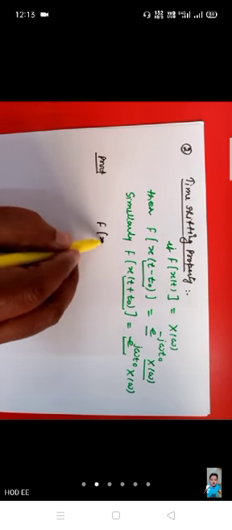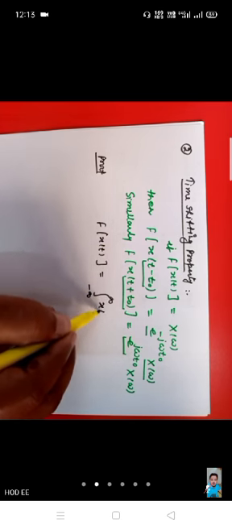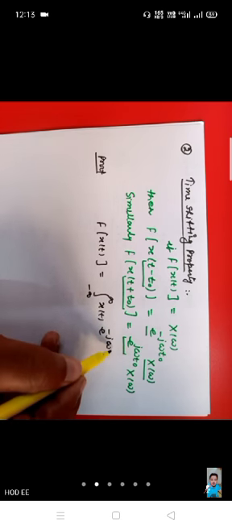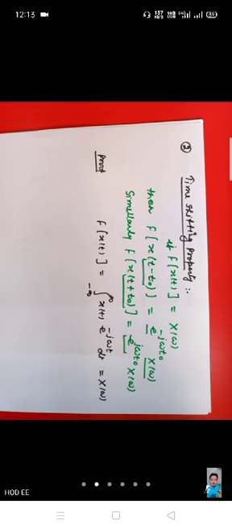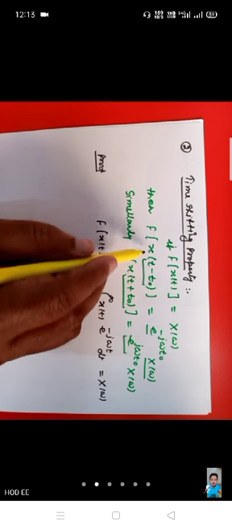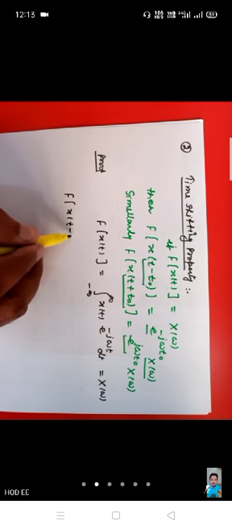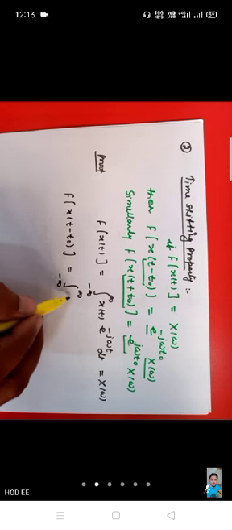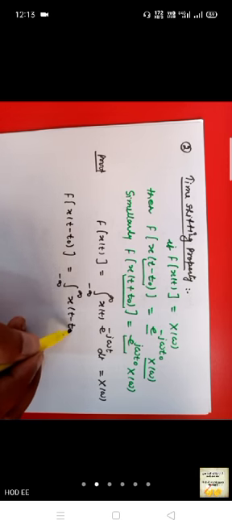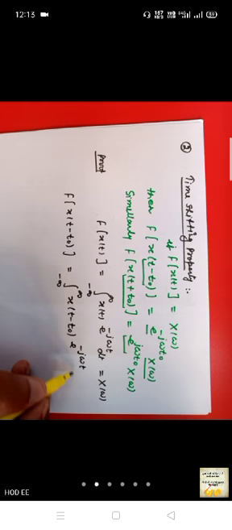Fourier transform of x(t) is equal to integral from minus infinity to plus infinity x(t) e raised to the power minus j omega t dt, which is denoted by X(omega). Now we have a new signal x(t minus t naught). So we have to determine the Fourier transform of x(t minus t naught), which will be equal to the integral from minus infinity to plus infinity, and we put x(t minus t naught) in place of x(t), e raised to the power minus j omega t dt.